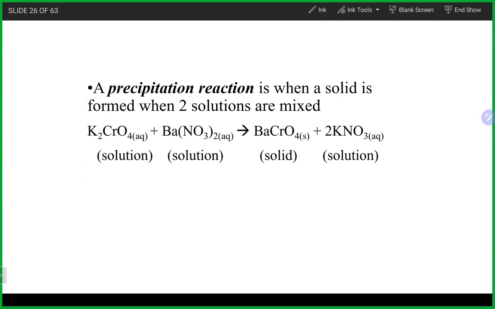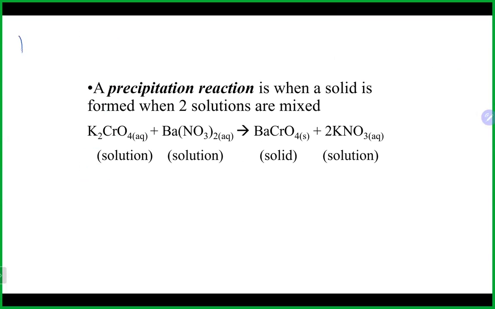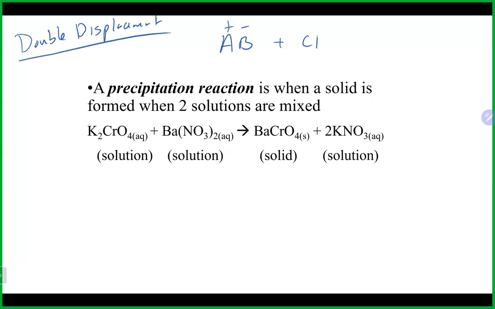All right, so let's talk about another type of reaction. Now what we're going to talk about here are double displacement reactions. In this case, that is what we talked about earlier. We have a positive, negative guy, positive, negative guy. These two are going to switch partners, basically, and we'll make two new ionic compounds.